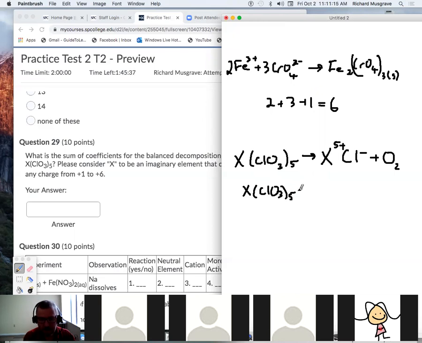HClO3,5 gives XCl5 plus O2. The X and Cl are balanced here, but the oxygen, we've got 15, we've got 2. So to balance that, I'll put a 15 in front of the O2 and a 2 in front of the XClO3,5. That will give me a total of 30 oxygens on each side, and then a 2 will go in front of the XCl5. So the answer to that would be 34 if we're looking at some coefficients.